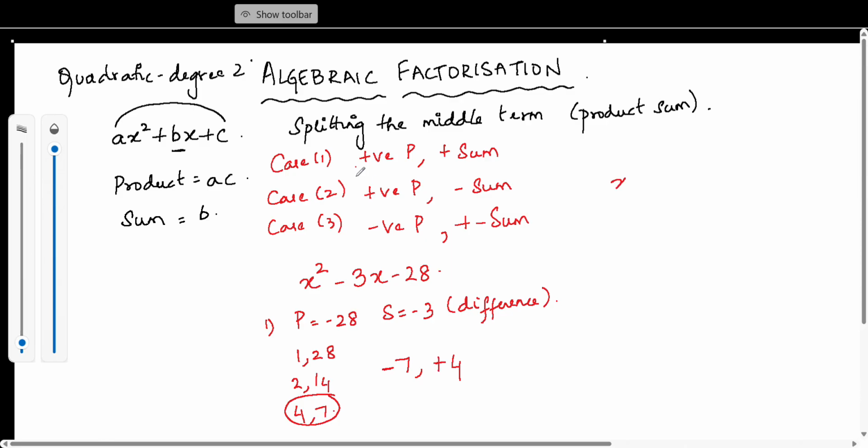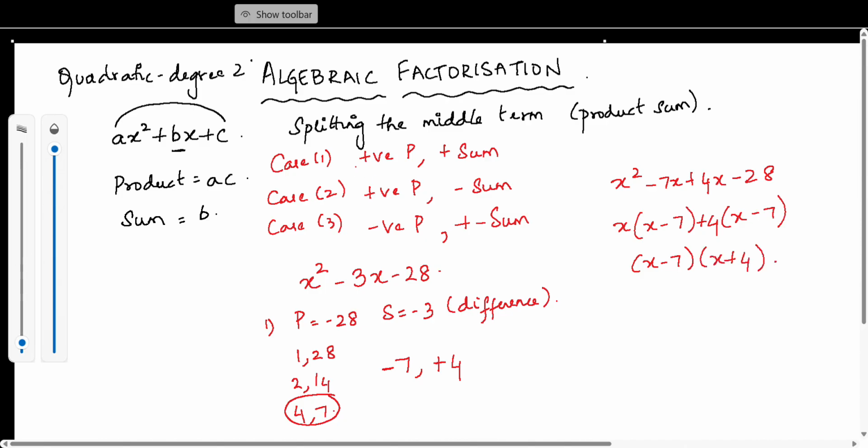Now we will move ahead and split minus 3x as minus 7x plus 4x minus 28. Taking out x common. What into x will give 4x? Plus 4. So x minus 7 and x plus 4 would be the final factorization for this case.